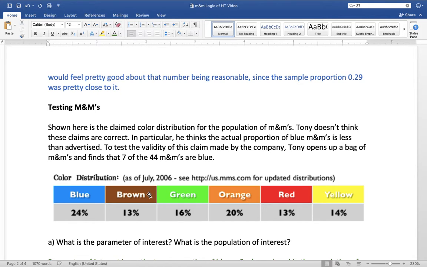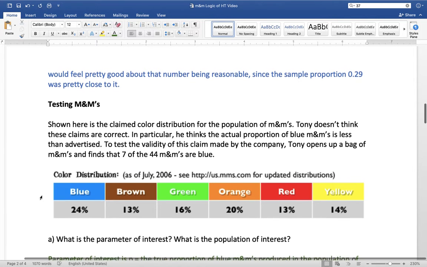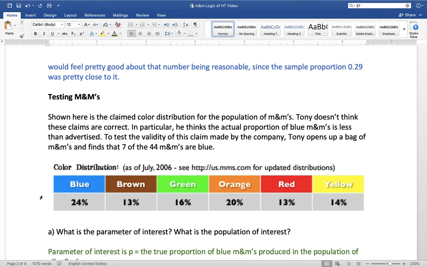So to test the validity of this claim, Tony got a bag of standard M&Ms. You're not doing the peanut stuff, just regular M&Ms, and finds that 7 of the 44 M&Ms are blue. So he is testing this claim right here, 24%. So let's set this up a little bit and figure out how we evaluate this.